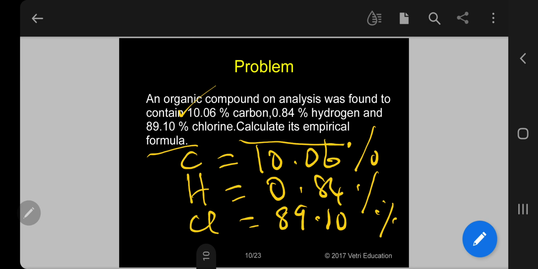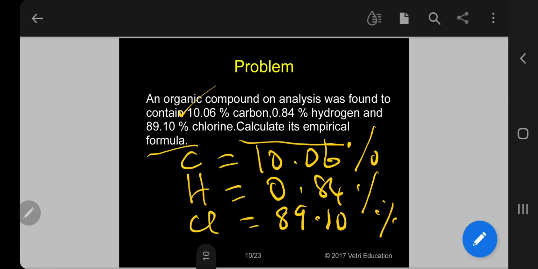So what are the 4 steps given? First, the percentage is given. So the first step is to divide the percentage by its atomic weight: carbon 12, hydrogen 1, and chlorine 35.5. By its atomic weight, we'll get some value, the mole ratio.